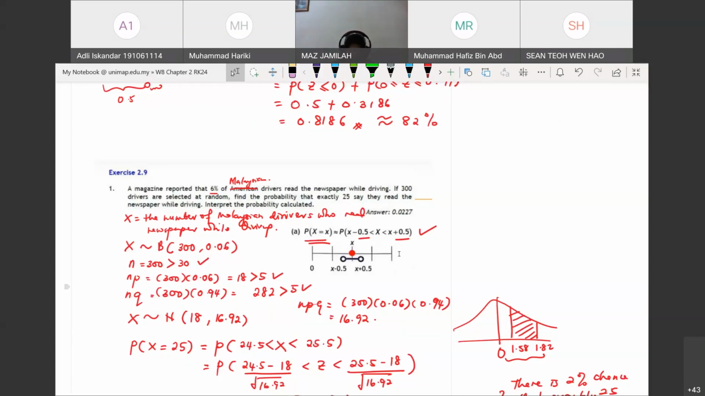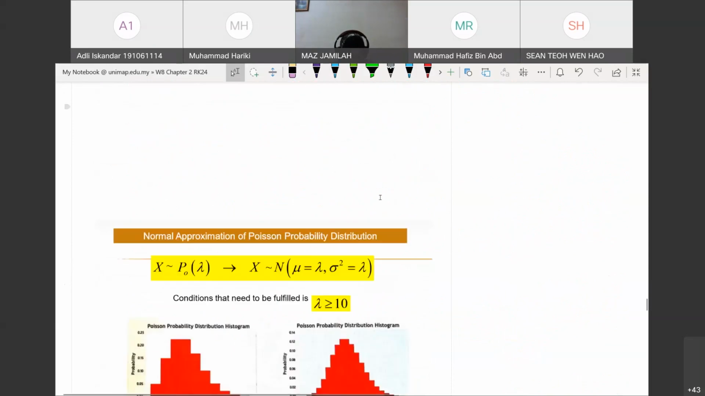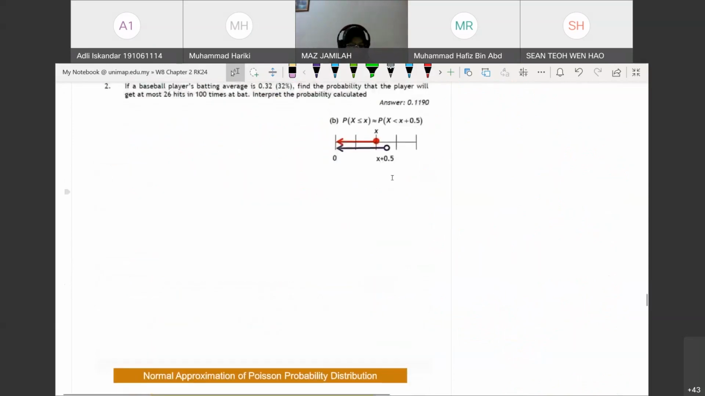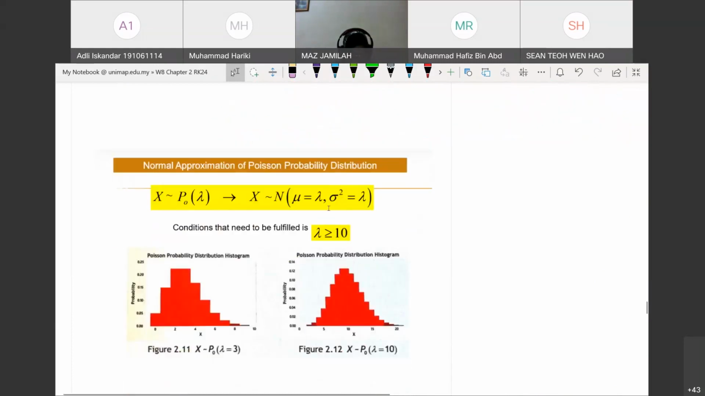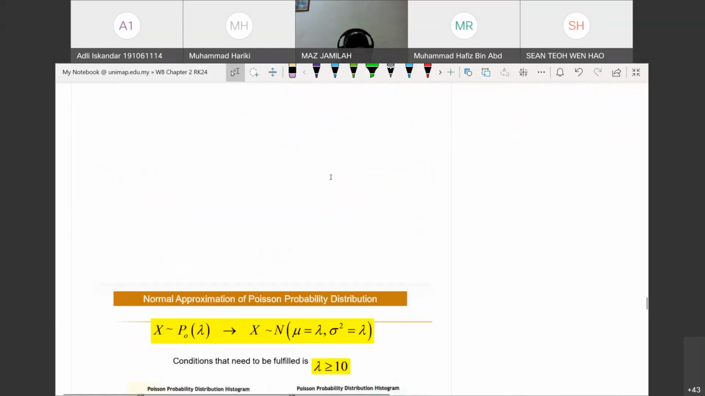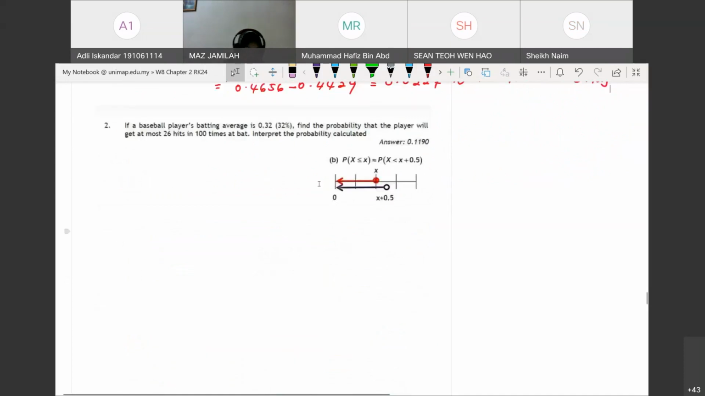Okay, thank you, Doctor. If there are no more questions, do you want me to solve the second question or proceed with the third approximation, class? Solve or not solve? Hello? Do you want me to solve the second question or proceed to the Poisson approximation? Proceed. Okay, try this, yeah? So please try this on your own.